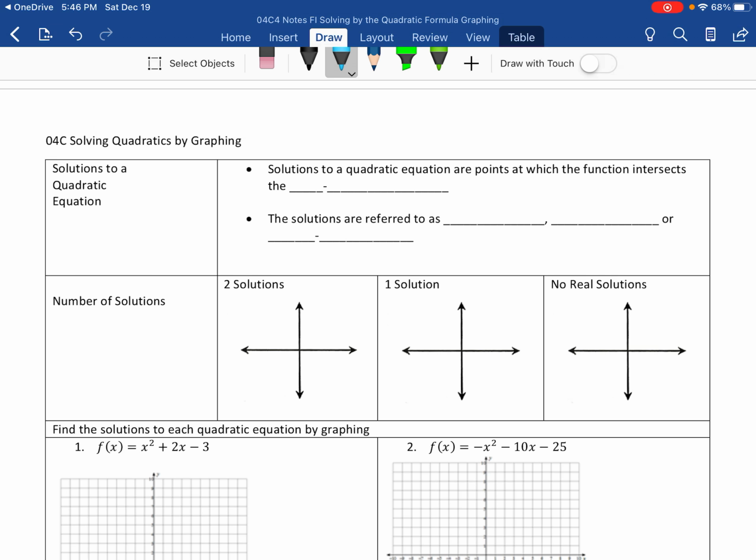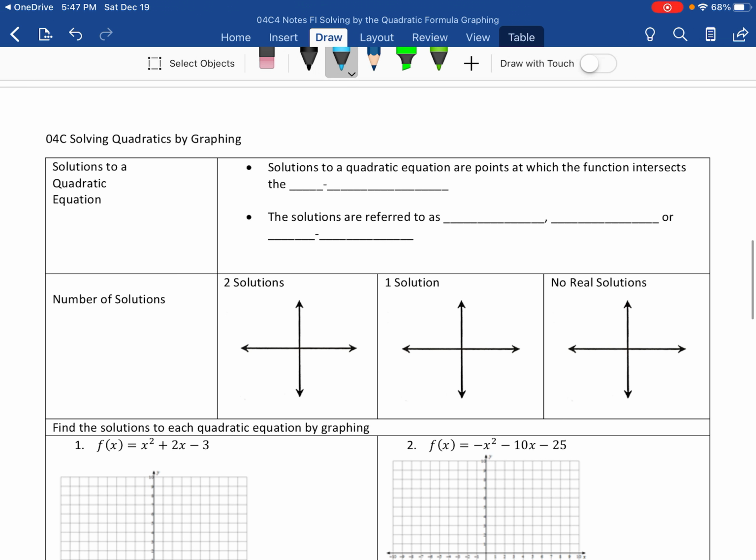So the last way to solve quadratics is one that you're probably the most familiar with. It is the simplest, so this won't take any time at all. And it's by graphing. And this is probably the way that you got through your SOLs when you took Algebra 1. So first we're going to talk about your number of solutions.